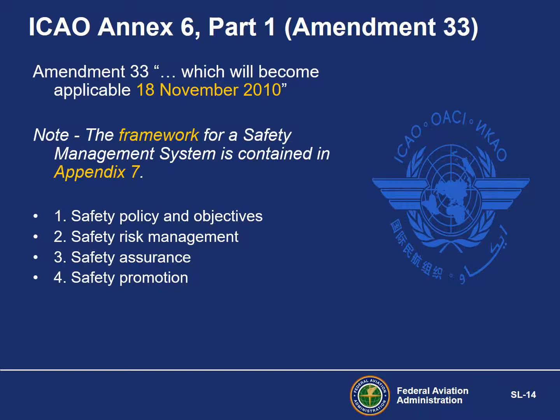Annex 6, Part 1 applies to only international commercial air transport. That would be Part 121 and 135 service providers authorized to conduct international operations. However, the FAA and most other states are working toward SMS rules for all air carriers, both domestic and international. Annex 6 also carries the same SMS requirements for authorized maintenance organizations, repair stations in the U.S.